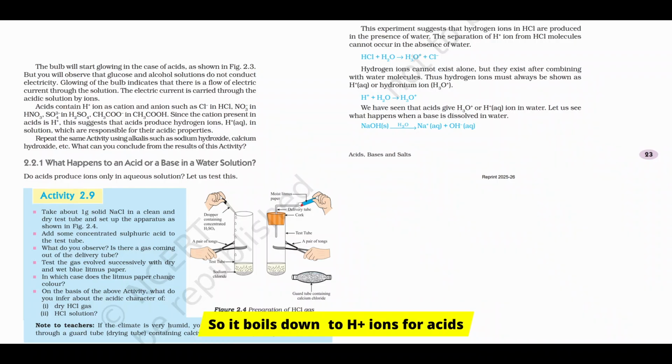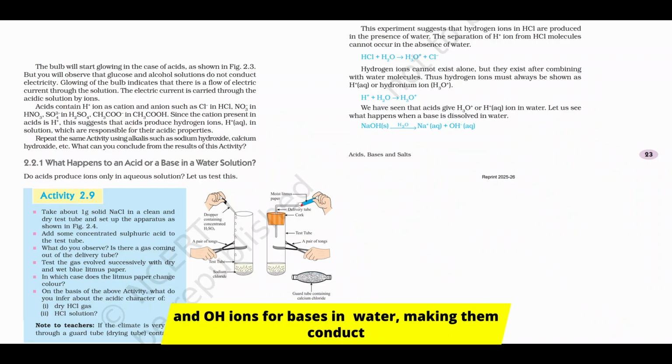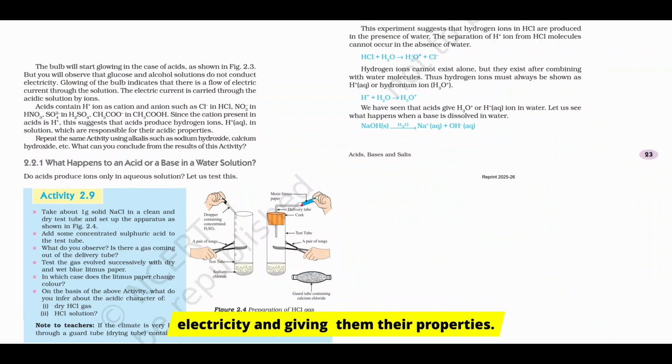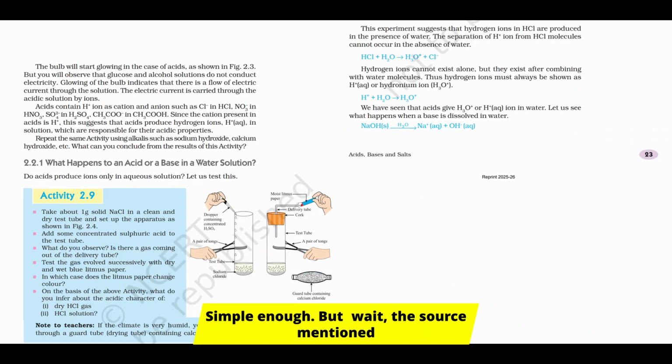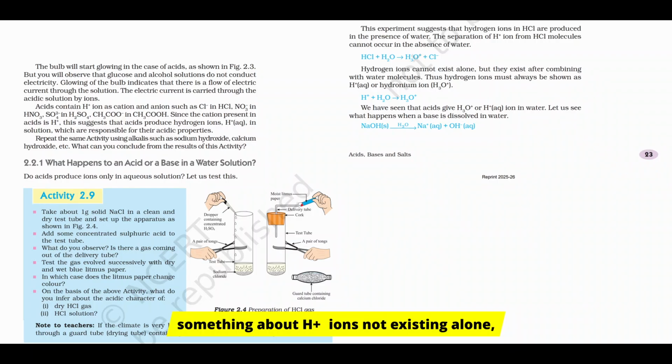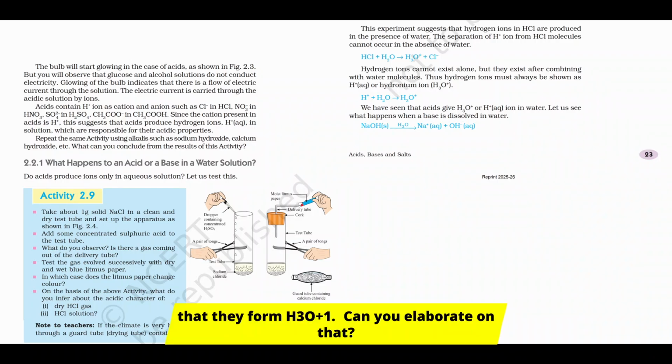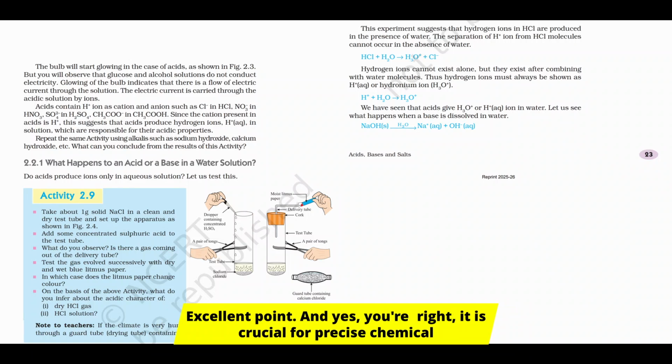So it boils down to H+ ions for acids and OH- ions for bases in water, making them conduct electricity and giving them their properties. Simple enough. But wait, the source mentioned something about H+ ions not existing alone, that they form H3O+. Can you elaborate on that? Sounds like a finer point, maybe important for accuracy.